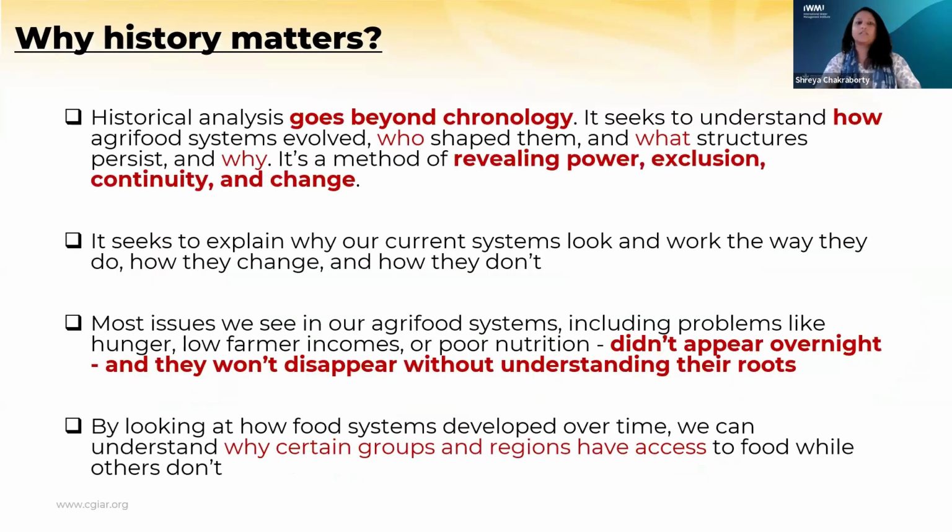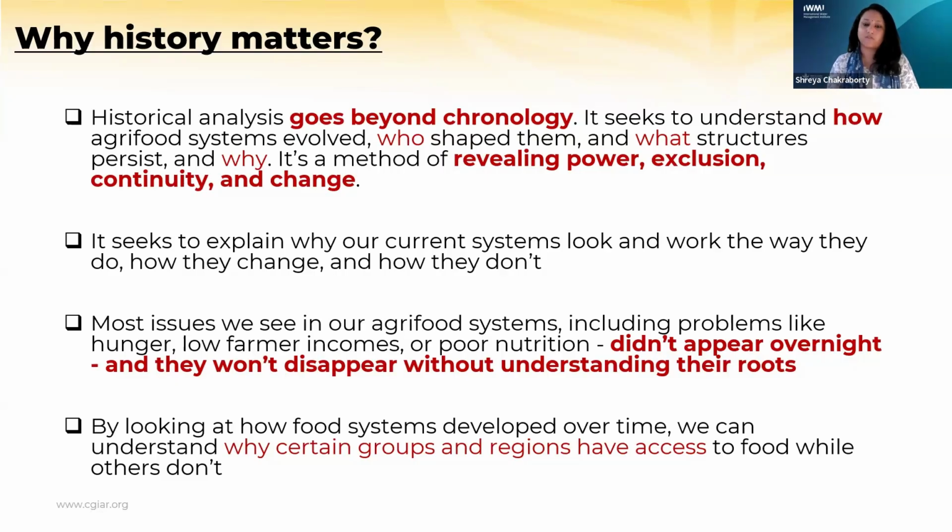So, just a quick summary: it goes beyond chronology. You ask the questions of how, who, and what, and essentially aim to reveal power, exclusion, who it benefits, what continues, what persists, and what changes and why. It also helps you understand that a lot of the problems of the current system did not appear yesterday. They did not even appear 5 years back. Some might have appeared 100 years back. Some could have started 50 years back.